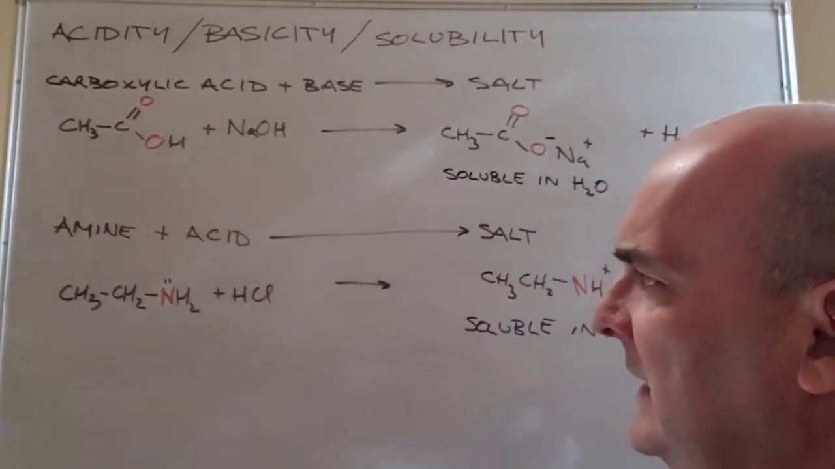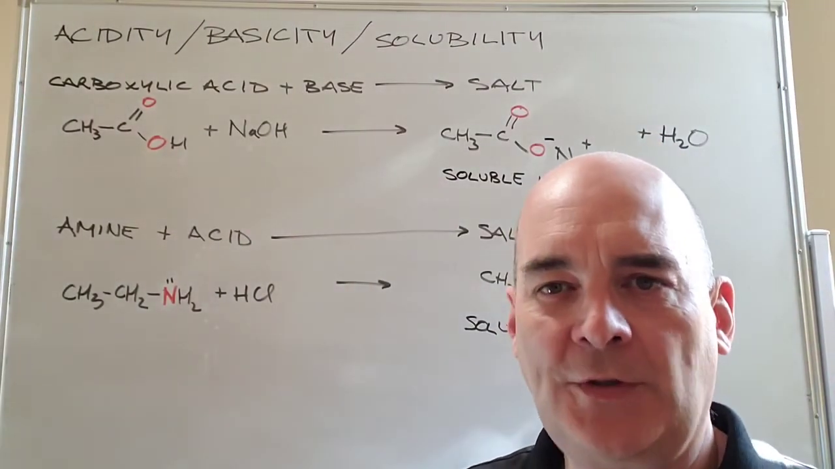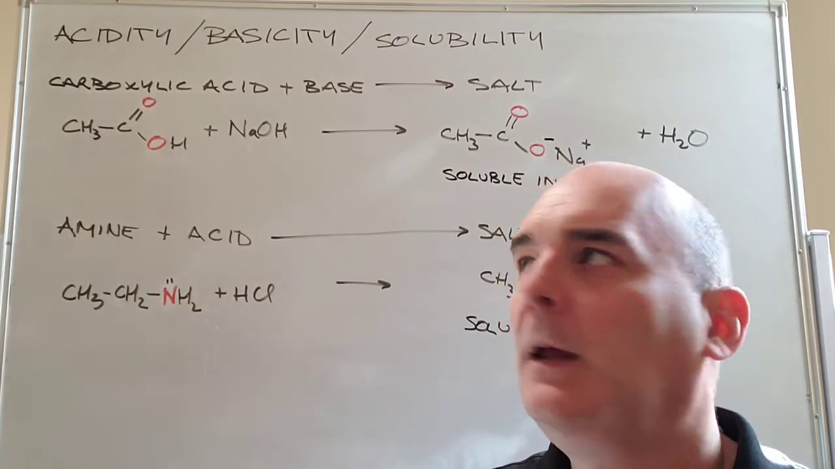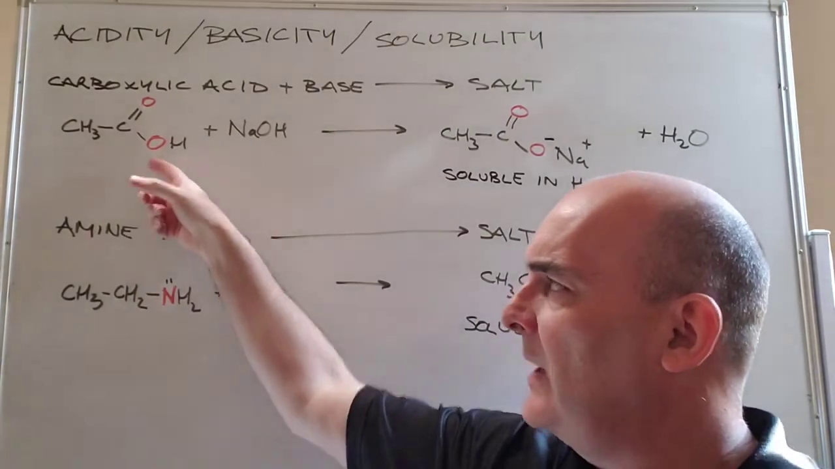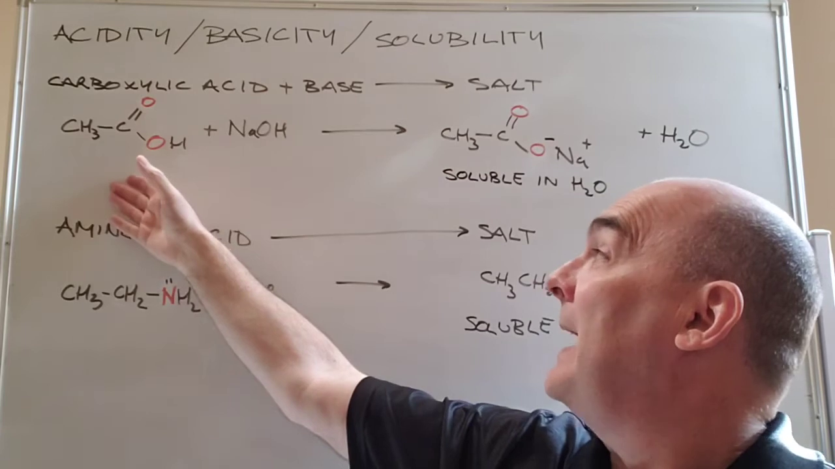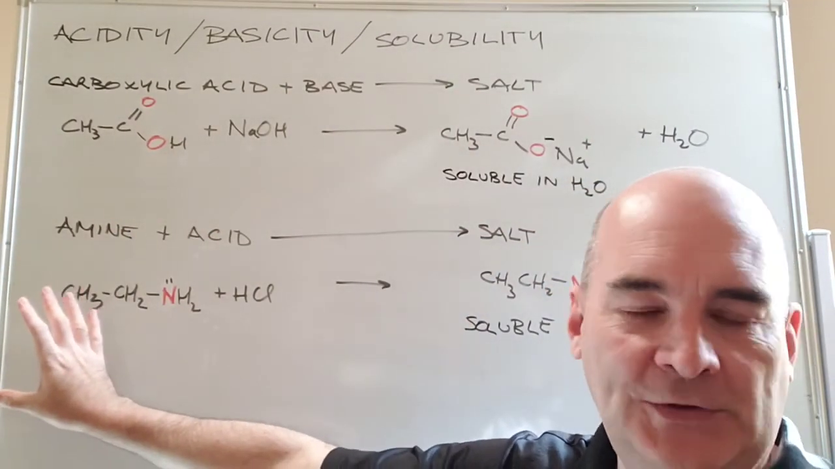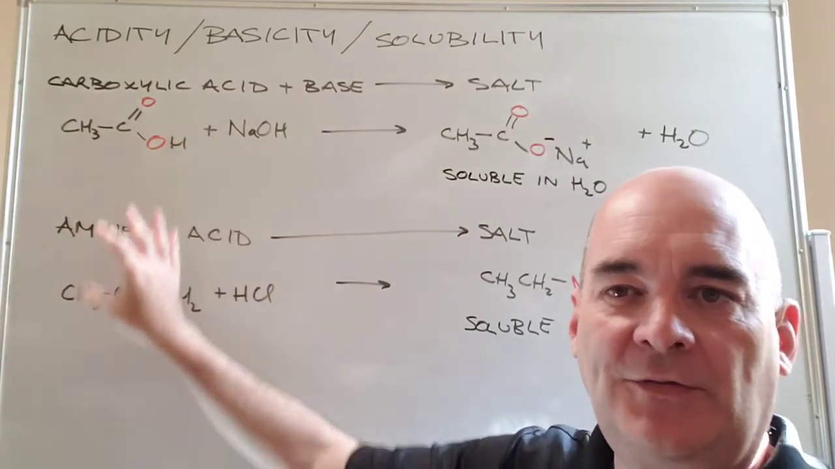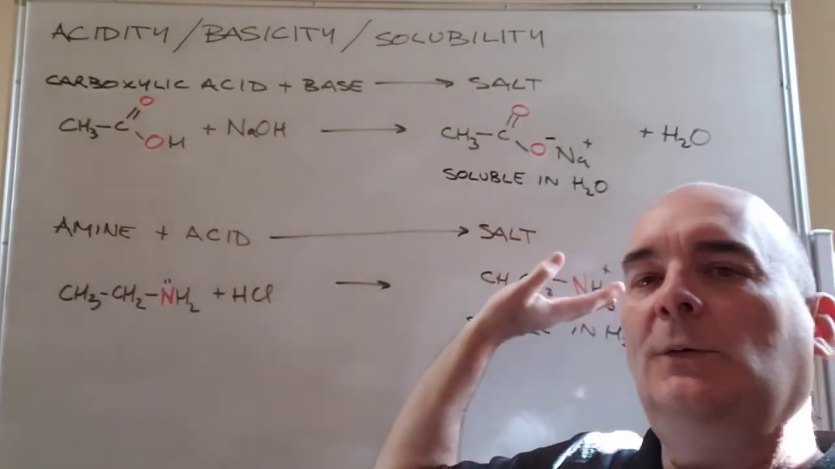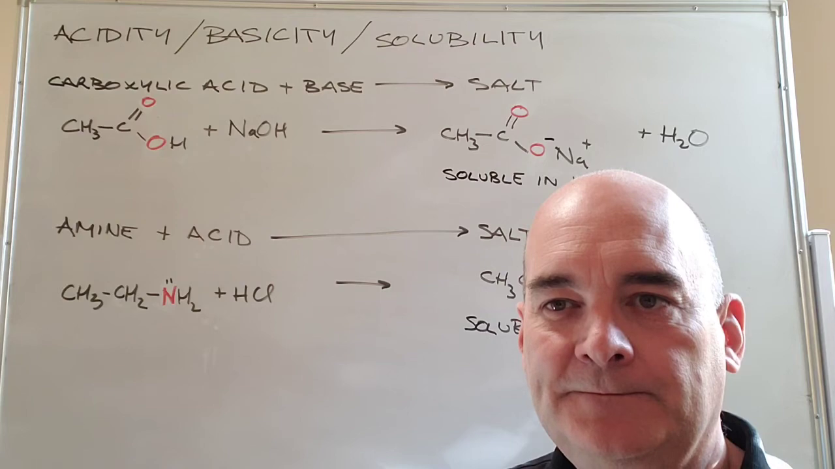So this is a strategy that people who want to make new things or investigate what we have can use. It's easy to separate these two. If these were in a mixture with one another, and we added base, all the carboxylic acid would go into solution and all the amine would stay behind. If we had a mixture of these two and we added acid, all the amine would go into aqueous solution and all the carboxylic acid would be left behind.